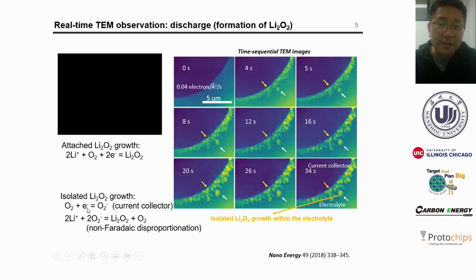As you can see, the difference is that in the second step, there is no electron transfer involved for the outside circuit current. That means this reaction is a non-Faradaic reaction. We call it a disproportionation reaction, and it doesn't contribute any current. So this theory can well explain the growth of the lithium peroxide isolated in the electrolyte.